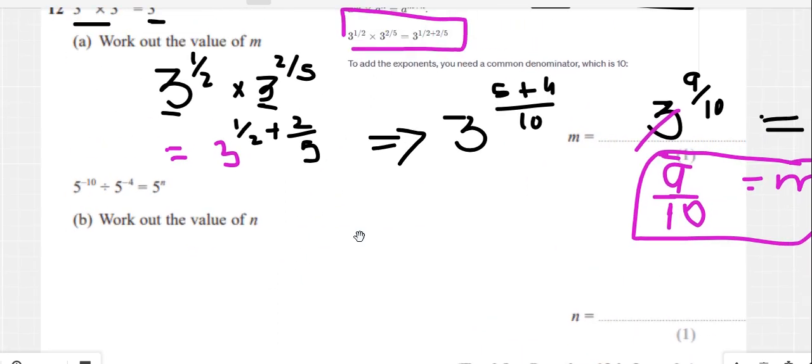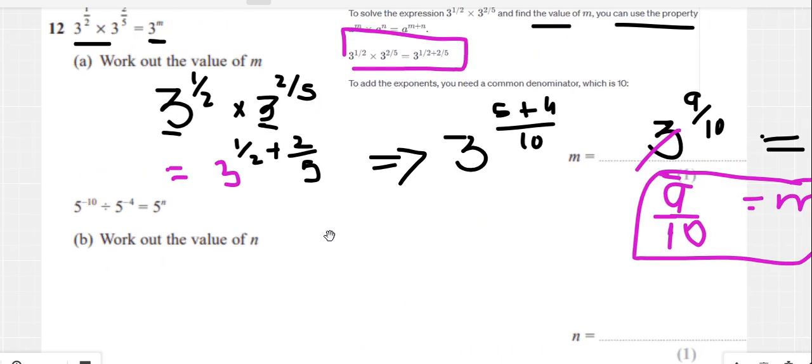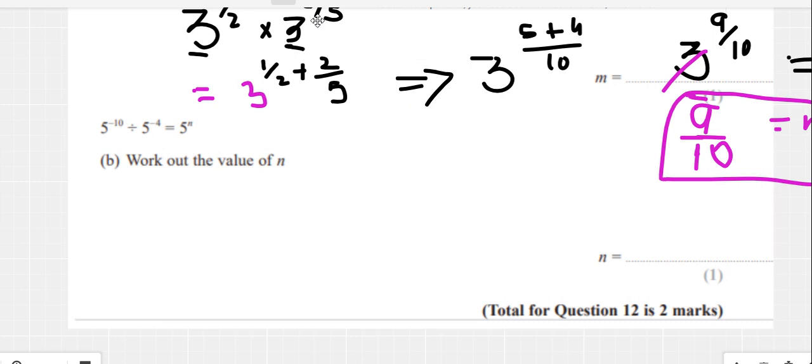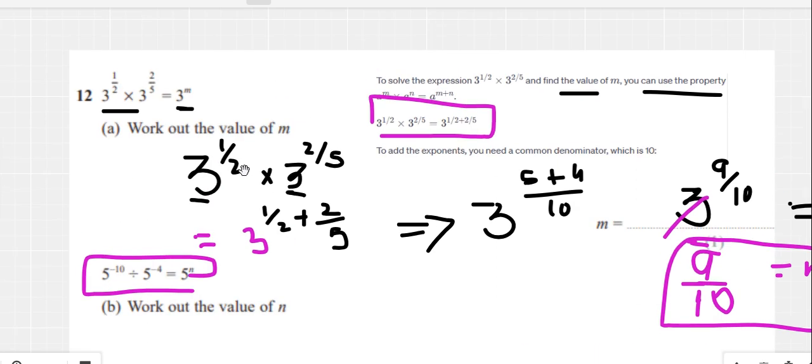Now in B, this question was of 1 mark, and look how many steps there are. But if you know the rules, you can easily solve this question. 5 to the power of minus 10 divided by 5 to the power of minus 4. This question is also similar to the previous one, but there was one thing different, that there was a multiply sign in the middle. According to the indices rule, when there is a multiply sign in the middle, we add the powers if the bases are the same. Base means the number that contains the power, like this 3 and 3.